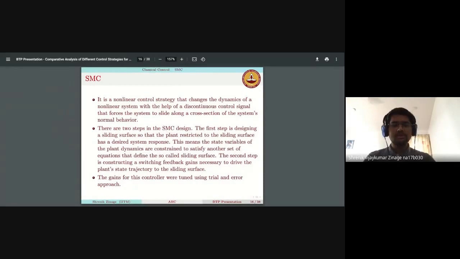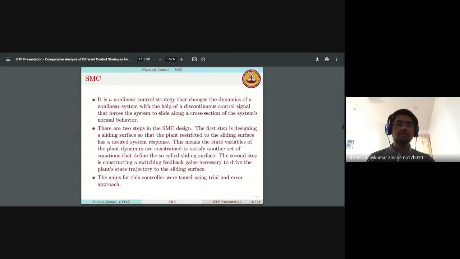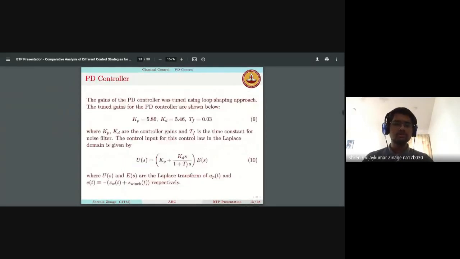So these are the controllers. Now these are the classical control approaches that I tried to use. Now talking about the machine learning based control approaches, I tried two approaches. One is data driven control and the other is RL based control.